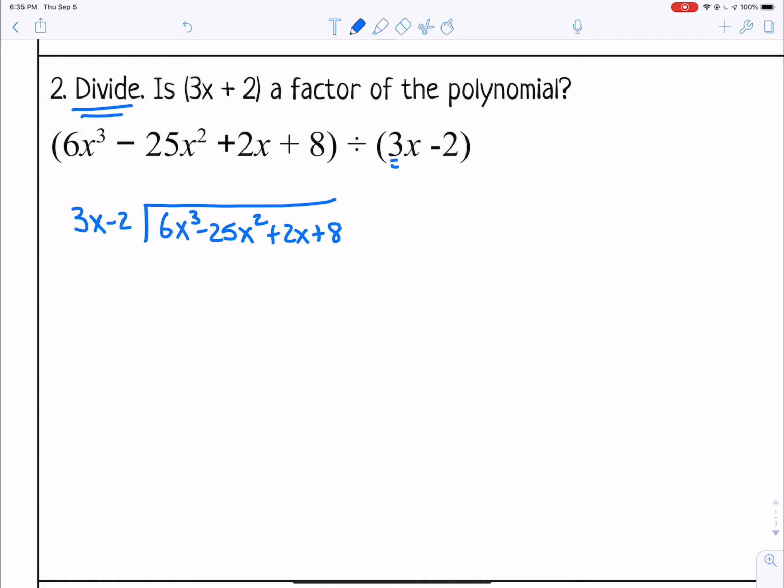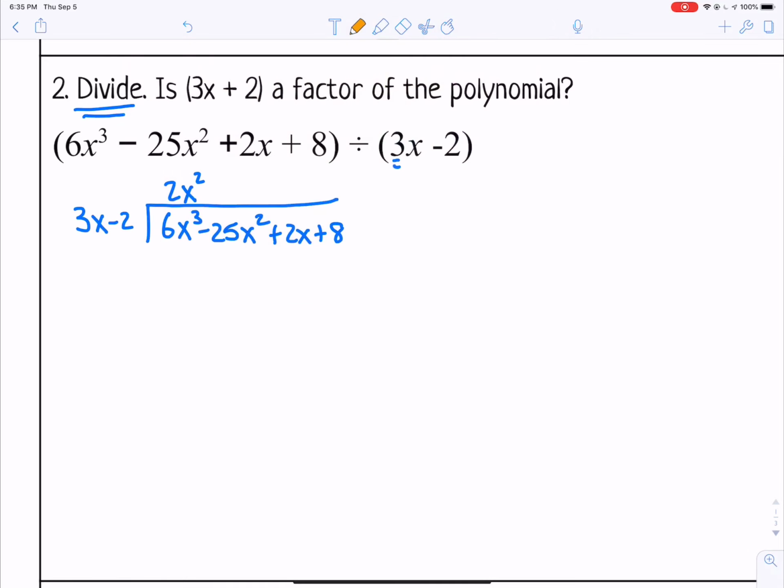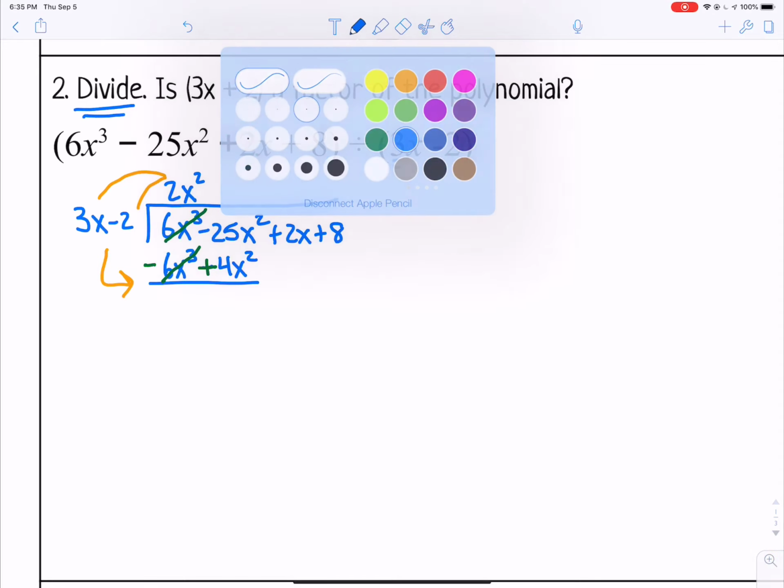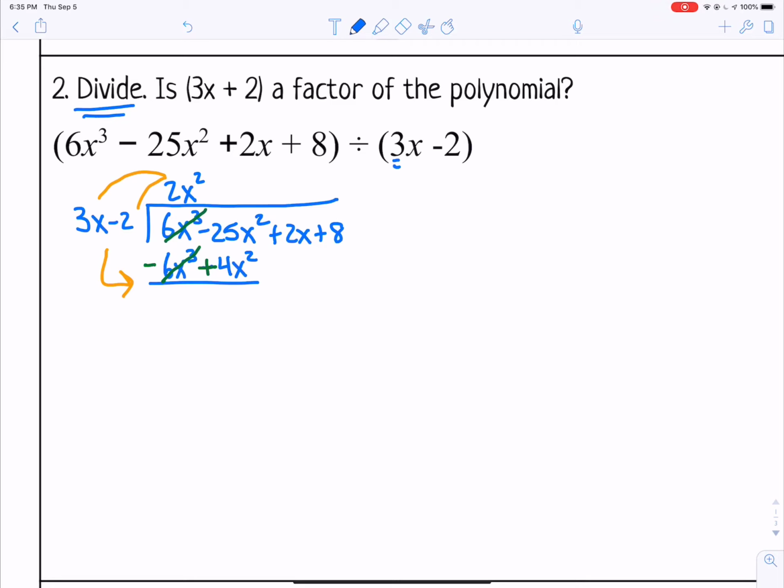So 3x times 2x squared would help us get 6x cubed. So I'll write that at the top, and then I'll multiply it by each term out front and bring it down. So I would have 2x squared times 3x, which gives me back 6x cubed. And then 2x squared times negative 2 is negative 4x squared. I always write it and then change the sign of both of those terms. And then cancel out that first term, and you're all set up to write down the rest. So we bring down negative 25 plus 4 would be negative 21x squared. And I'm just going to write the 2x and the 8 as well. And then the process starts over.